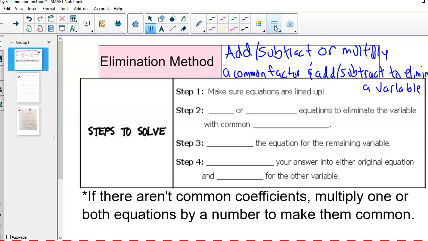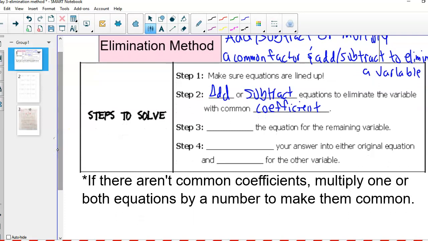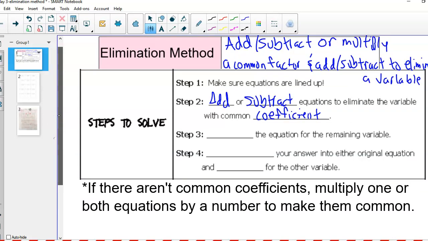So this says make sure equations are lined up. Add or subtract equations to eliminate the variable with common coefficients. Does that say a common factor? Yes. A common factor and add, or multiply. Yes, coefficient. Solve the equation for the remaining variable. Substitute your answer into either original equation and solve for the other variable.